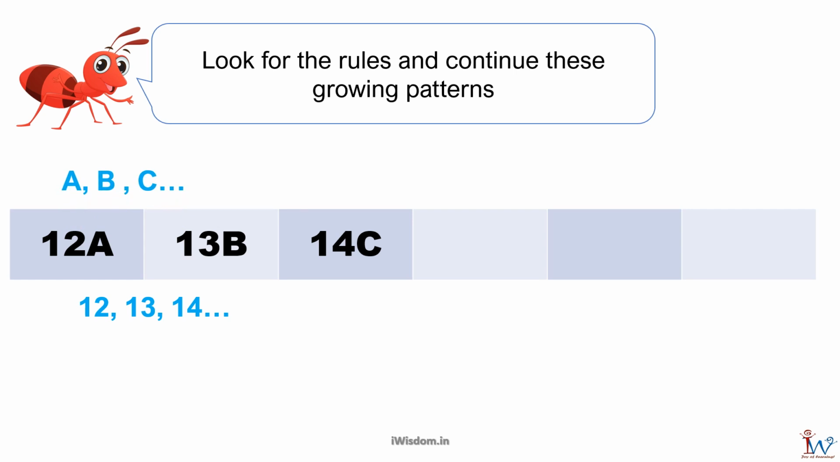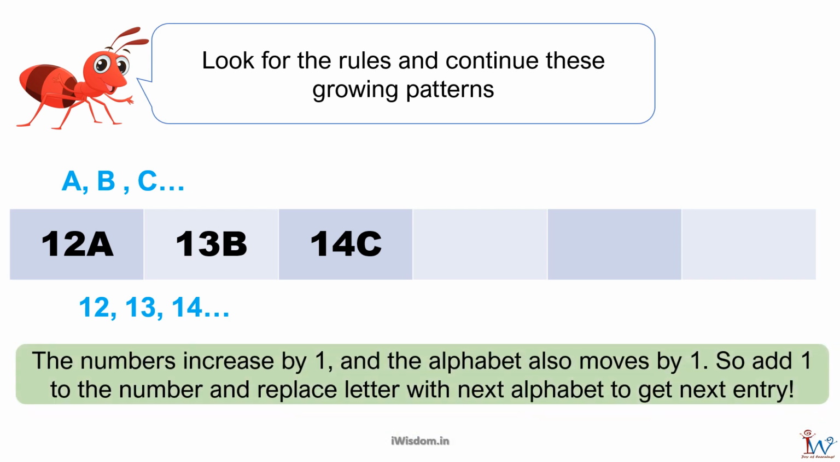The numbers increase by 1, and the alphabet also moves by 1. So add 1 to number, and replace letter with next alphabet to get next entry. Here are the next entries applying this rule. Excellent.